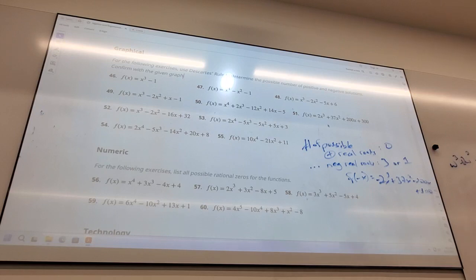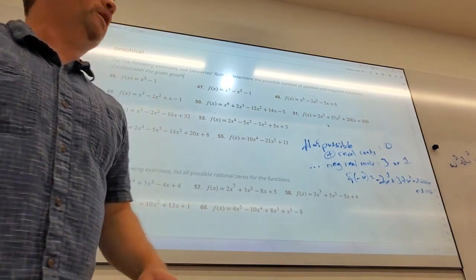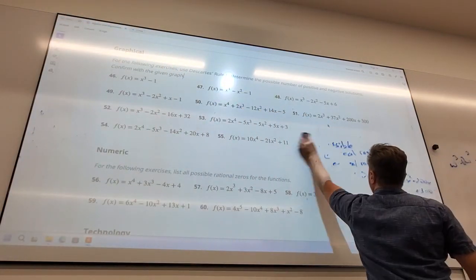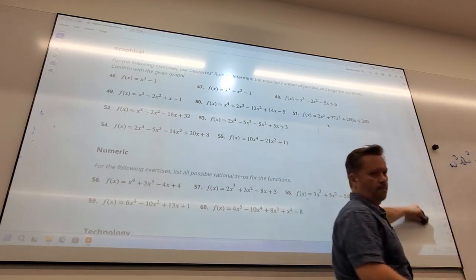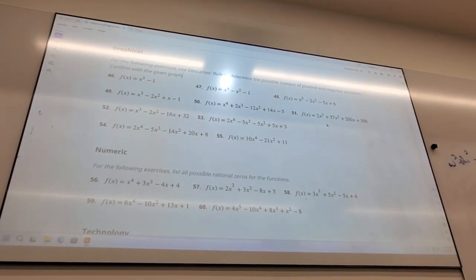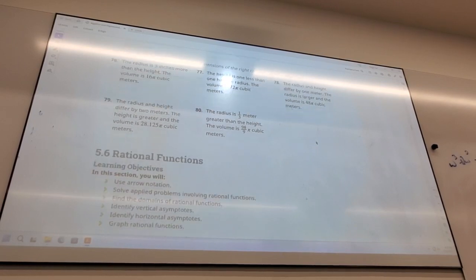I wrote down as much as I could. Say again? I wrote down as much as I could. Okay, all right. Anything else from homework stuff? 70. All right. No, it's 78. Same section? 78. Same section. Same thing.